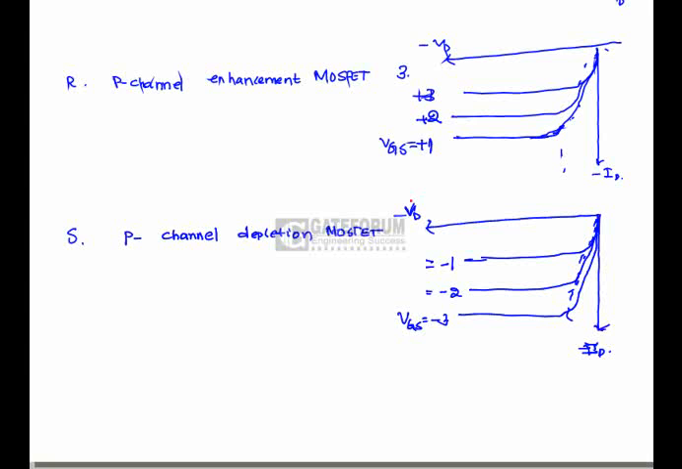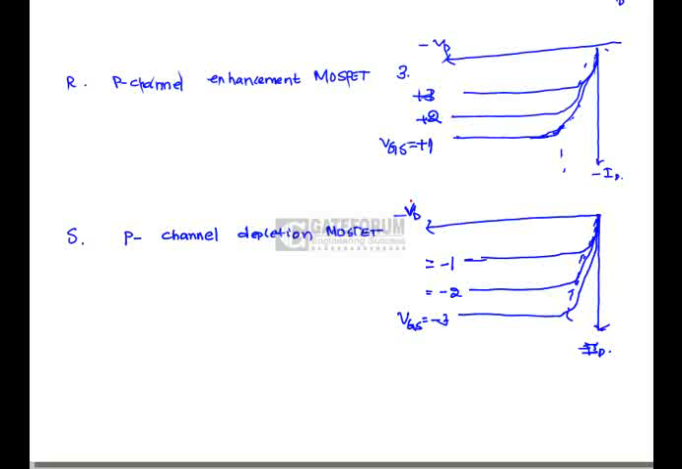The question is: match list one with list two. Here there are two types of MOSFETs, N-channel MOSFET and P-channel MOSFET. If we want to operate an N-channel MOSFET in enhancement mode, that means if VGS increases, the current has to increase, whereas in depletion mode, when VGS increases, the current has to decrease. For the N-channel enhancement MOSFET, VGS is positive. If VGS is positive, ID increases if VGS increases. Whereas for a depletion MOSFET, when VGS increases in the negative way, the current has to decrease.